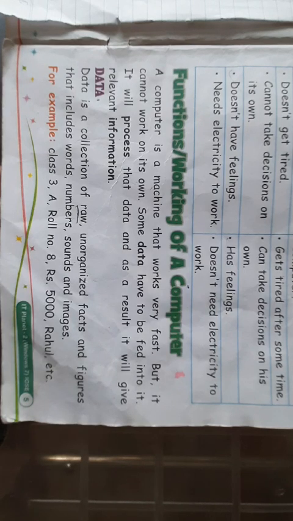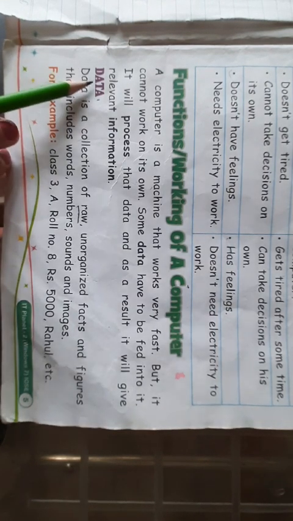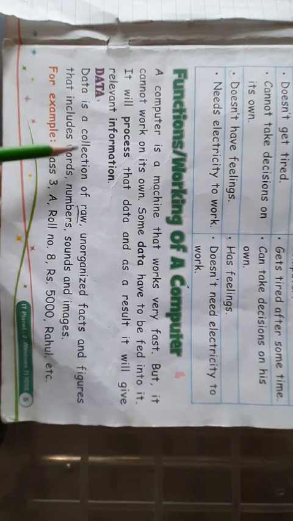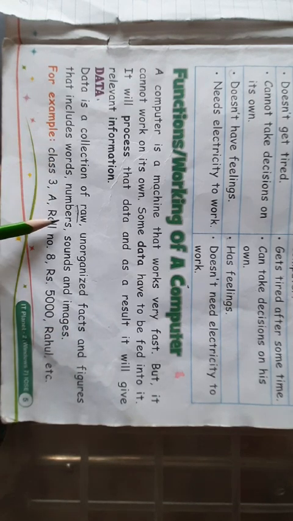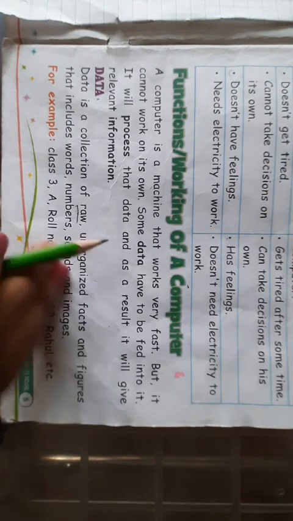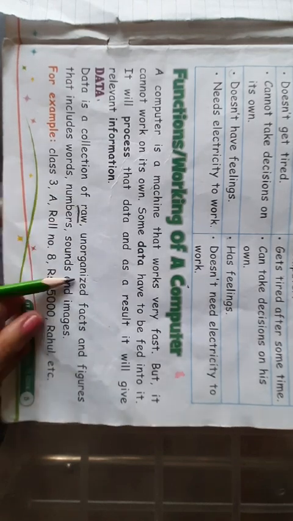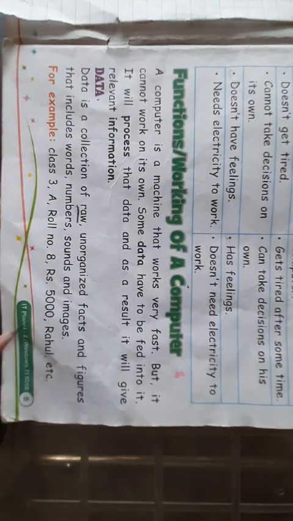What is data and information? Let's read data first. Data is a collection of raw, unorganized facts and figures that includes words, numbers, sounds and images. For example, class 3, A, roll number 8, rupees 5,000, Rahul, etc. So data is a collection of raw and unorganized facts and figures. We can say that it is not in order or not in a systematic way.